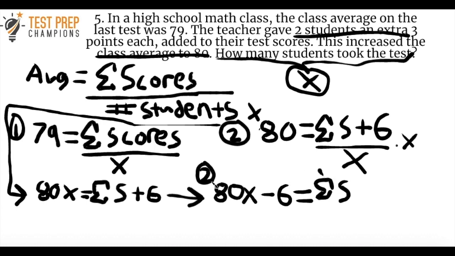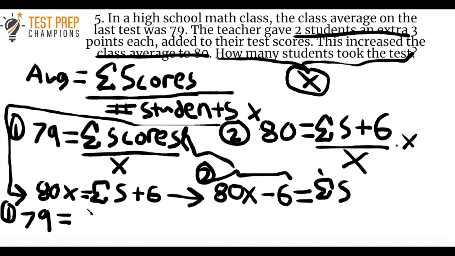We now take this 80x minus 6 and go back to equation 1, and we want to substitute this 80x minus 6 in for the sum of the scores. So we're now taking equation 1. We solved equation 2 for the sum of the scores, and we found that the sum of the scores is equal to 80x minus 6. So 79 is equal to 80x minus 6, and this is all over x.